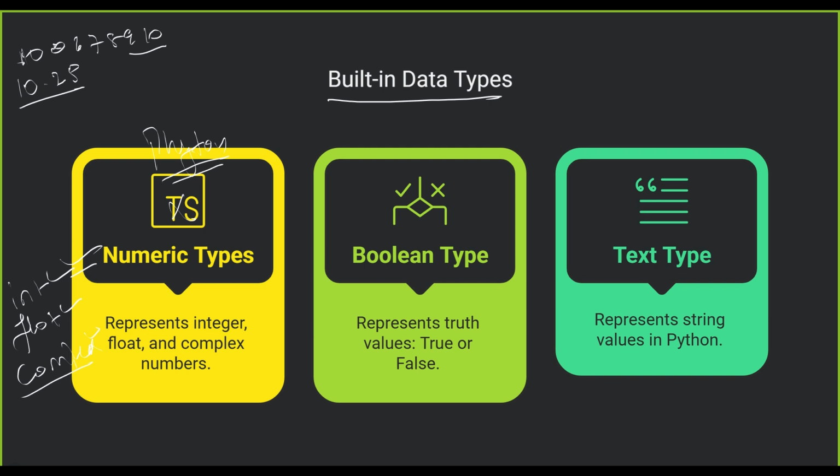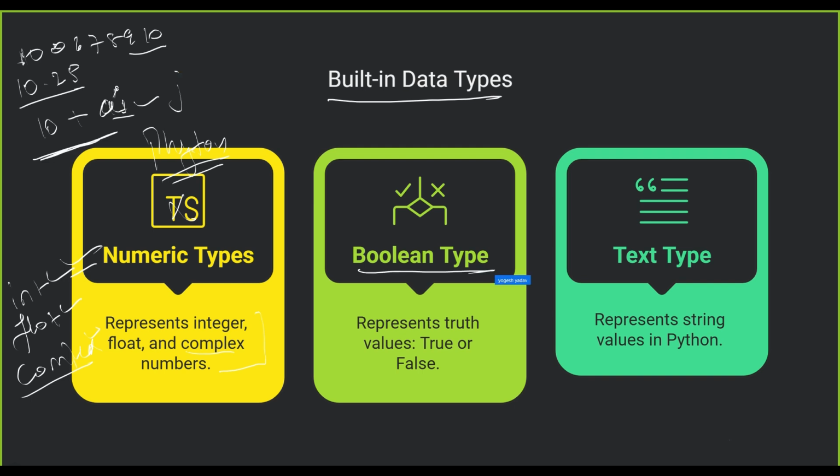Another one is complex. As we know, Python is an algorithmic, data science, or scientific language, so Python supports complex numbers too. If you know iota, it means a complex or imaginary number, which is recognized by i in mathematics, but in Python it is recognized with j. J is the letter we use for the imaginary part.